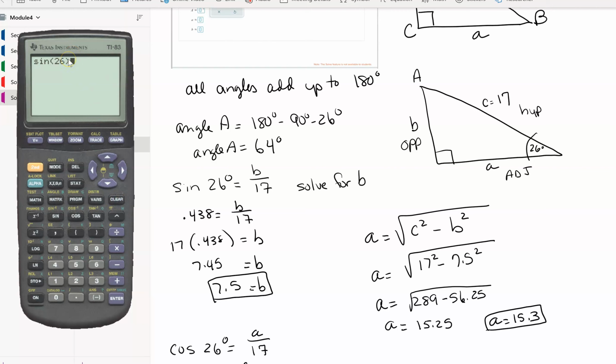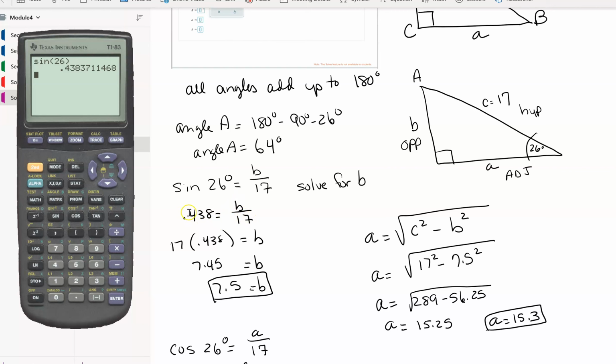Regular calculators, you will have a button at the top. It might just say degrees on it. If you press that a couple times, it'll go from degrees, radians to gradians. So again, you want to make sure that says degrees right at the top of your screen. So when I press sine of 26, I get 0.438. So I replace the sine of 26 with 0.438 equals b over 17.